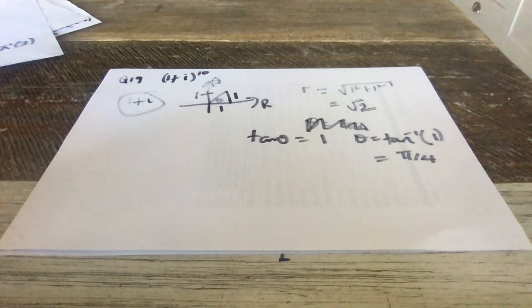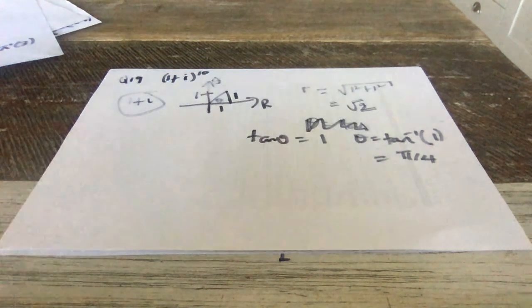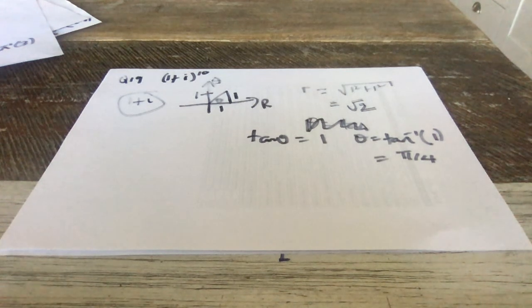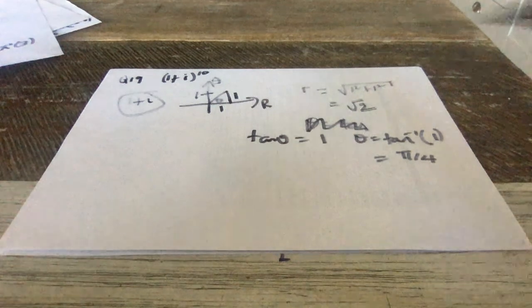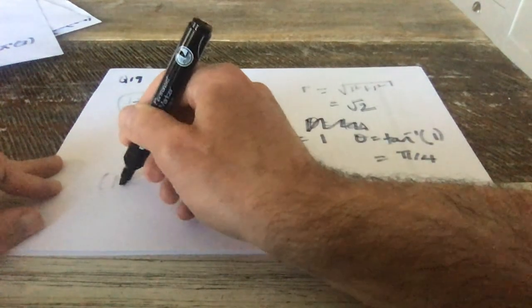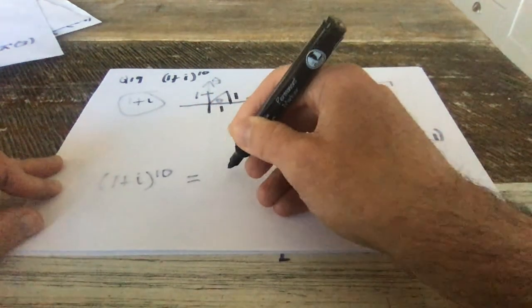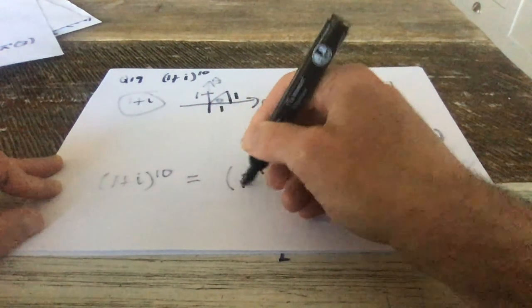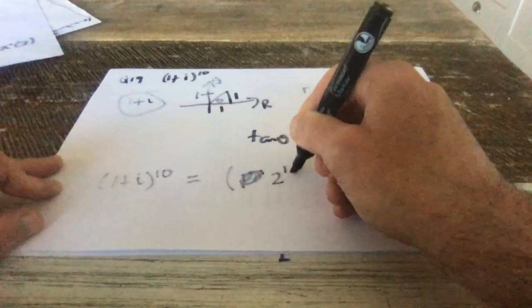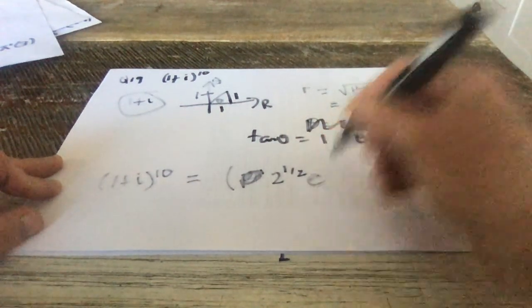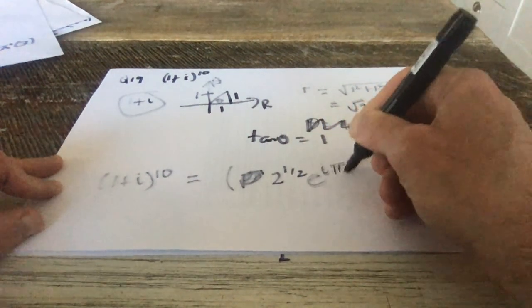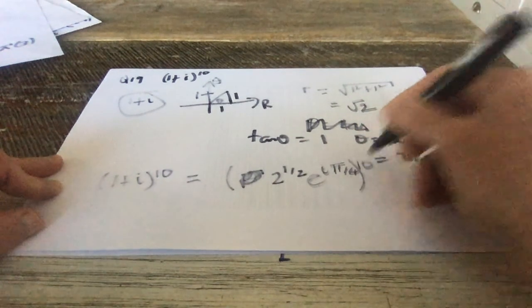Because it's a very important angle. Okay, so it's 45 degrees, which is pi over 4 radians. So therefore, 1 plus i is the square root of 2, or can I write that as 2 to the power of a half? Why not? Exponential i pi over 4, to the power of 10.